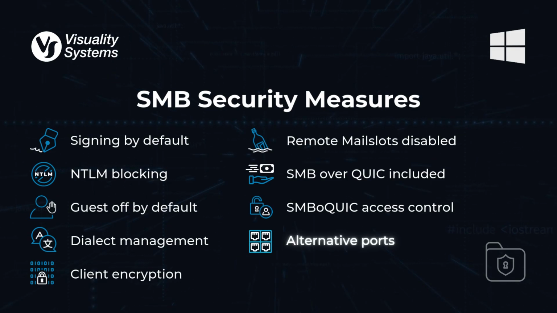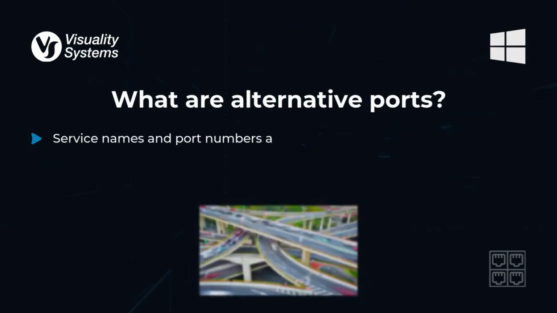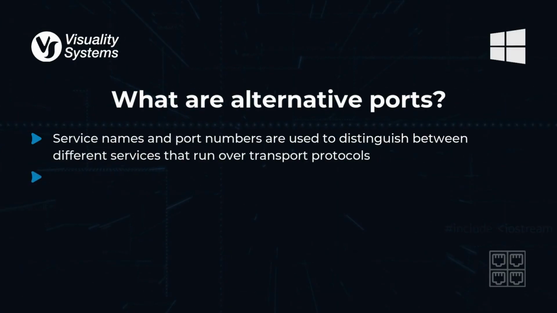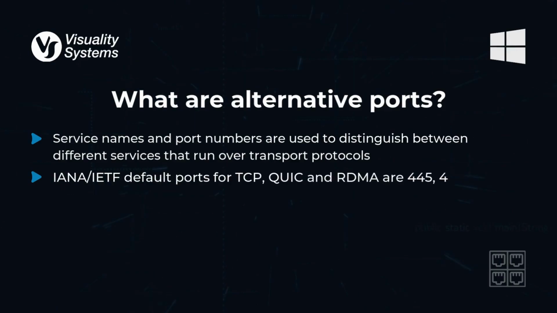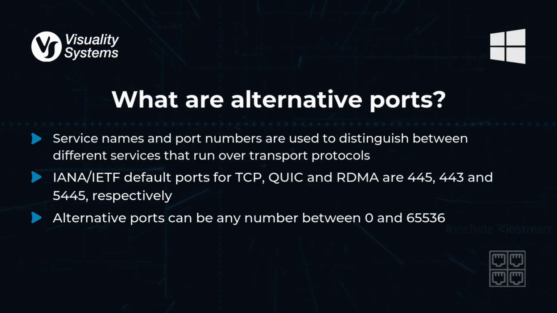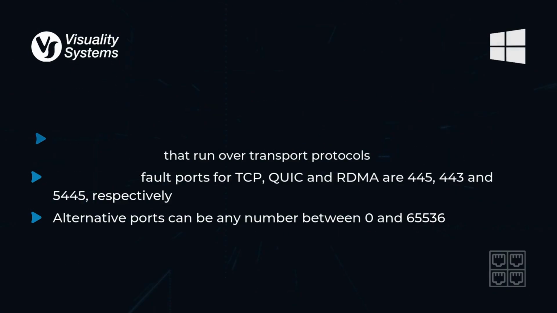Here's how SMB now supports alternative ports. In networking, service names and port numbers are used to differentiate between various services running over transport protocols. For SMB, the default ports assigned by IANA and IETF are TCP 445, QUIC 443, and RDMA 5445. However, alternative ports can be configured, allowing any number between 0 and 65,536 to be used, depending on your network setup and security requirements.